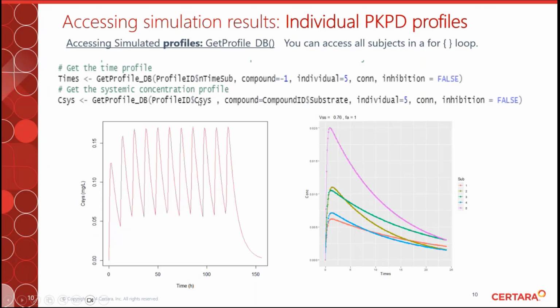Assuming you wanted to extract the PD profile, for example, all you need to do in this example is change the profile ID to $PD response. So that's the tag for PD.